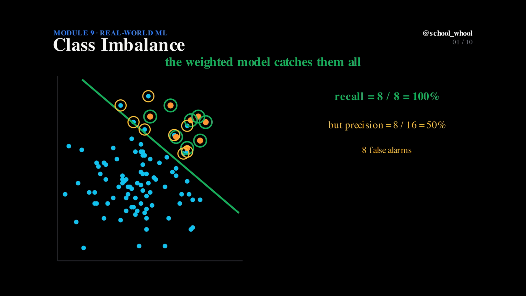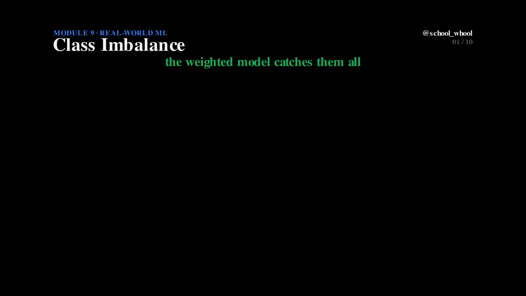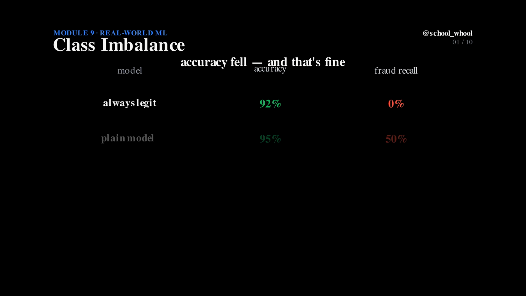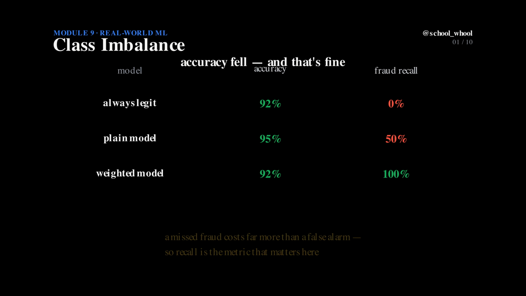Line the 3 models up. Watch the accuracy column, 92, 95, then back down to 92. And the fraud recall column, 0, 50, 100. The best model by accuracy was the worst at the actual job. A missed fraud costs far more than a false alarm, so recall is the metric that matters here, not accuracy.